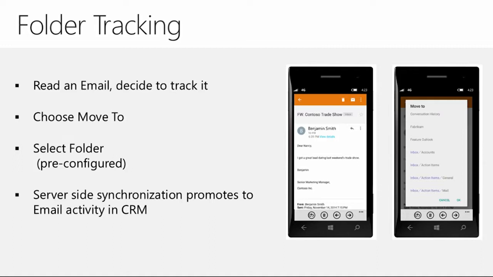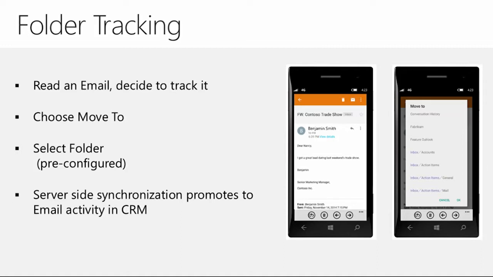There really was no mechanism outside of folder tracking to be able to do that if you weren't using a traditional supported email client. Now with this concept of Exchange folder tracking, I can just simply move that email to a specific folder that I've determined or created inside my profile. And once I do that, the server-side synchronization process is actually going to go through and promote that to an email activity inside Dynamics 365 so I can use that moving forward.